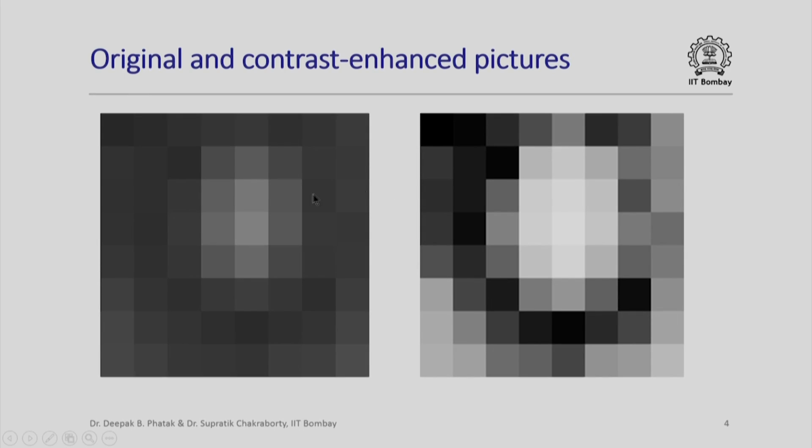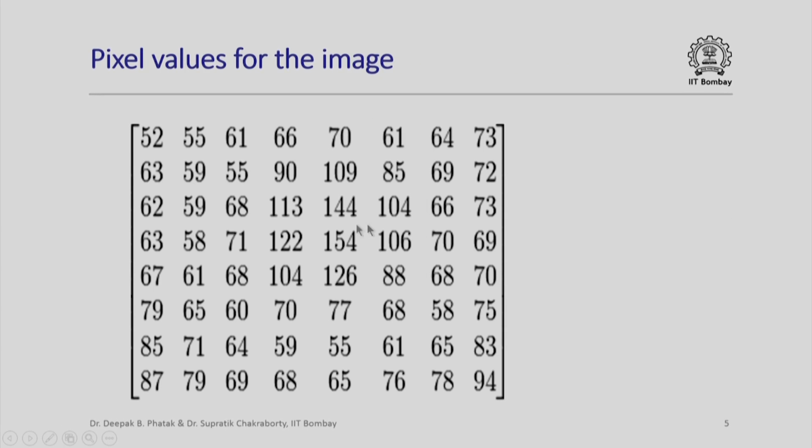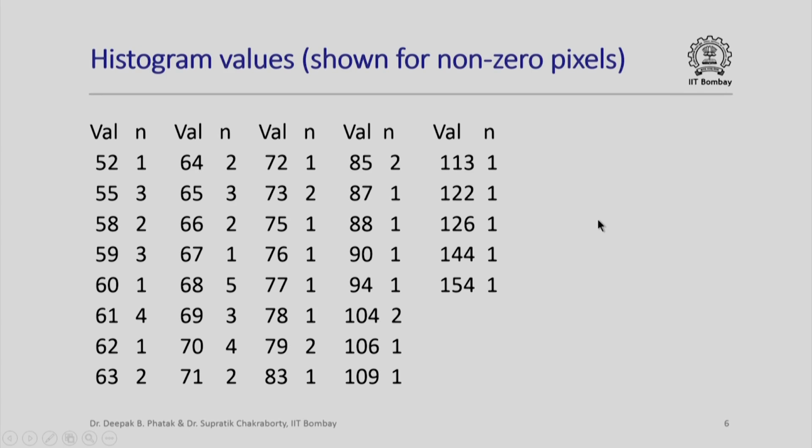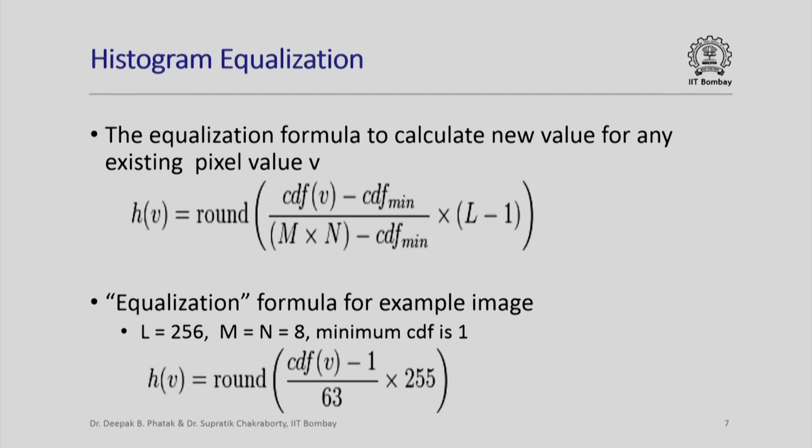We remember that the explanations are in the context of an artificial image which is an 8 by 8 image with these kind of pixel values. The original pixel values were these. Using these we know that the histogram values will be of this kind. We had also seen the cumulative distribution function values, and in fact the formulae was to be used for doing the contrast improvement. Here are the formulae from the Wikipedia article.